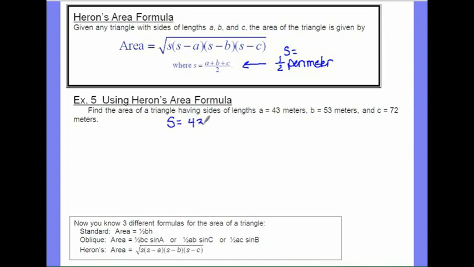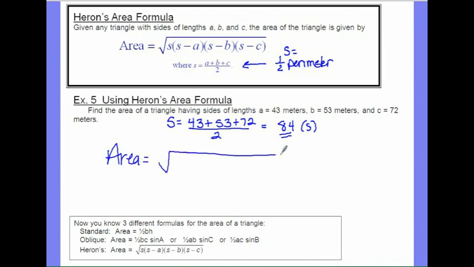So let's add them all up. 43 plus 53 plus 72. I need to add them all up and take a half. Half the perimeter, we're not doing the average. You don't divide by 3. You're just taking a half of it. So that will be 84. That's our s.